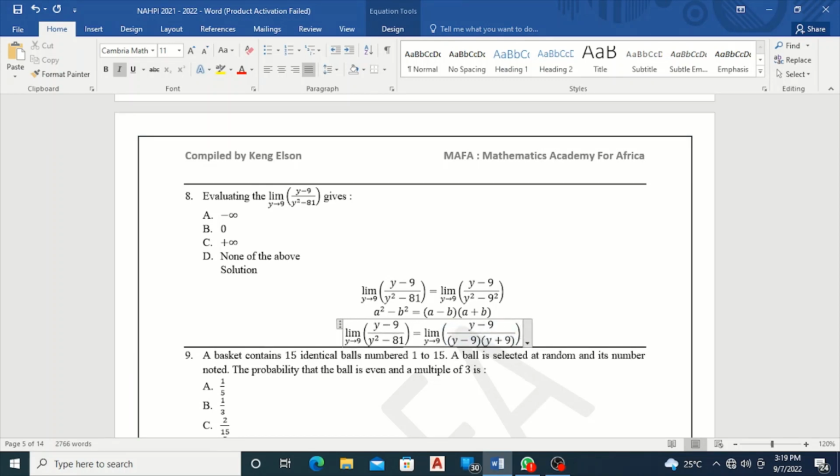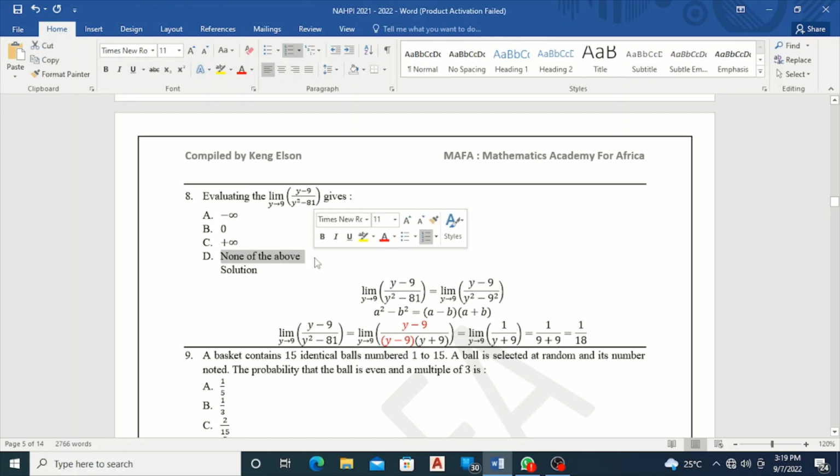Alright, so we see that y minus 9 cancels y minus 9. So y minus 9 in the denominator cancels with y minus 9 in the numerator. So at the end the numerator is going to give us 1 and the denominator is going to give us y plus 9. Alright, so direct substitution, we get 1 divided by 9 plus 9, which gives us 1 divided by 18. So that's the answer to the limit. So the answer is none of the above.